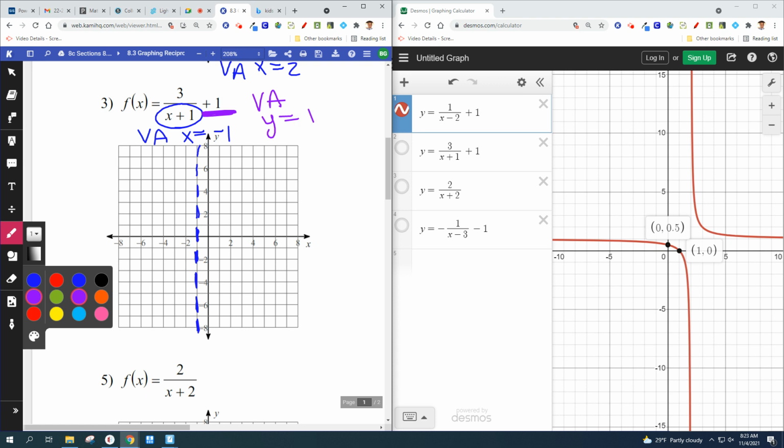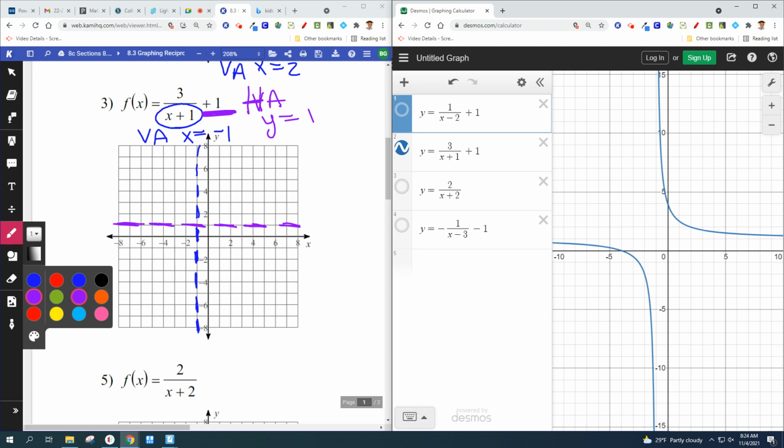Whatever that number is, that's your, oh my gosh. I'm a mess today, huh? That's your horizontal asymptote. Thank you. Y equals 1, horizontal. So your graph's going to be a double boomerang with those as the boundaries. So check it out. If we graph that, type it in, 3 over x plus 1 plus 1, doesn't it kind of look the same? Pretty much the same deal. All right, you with me?